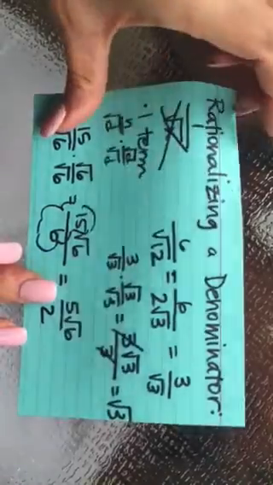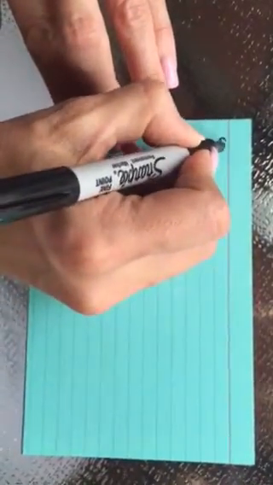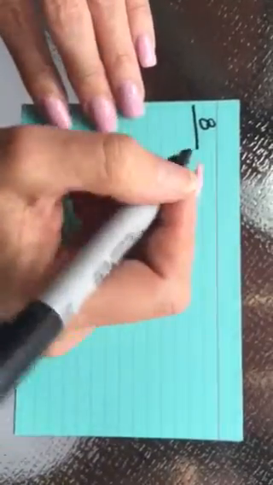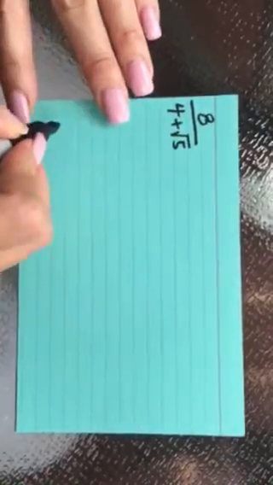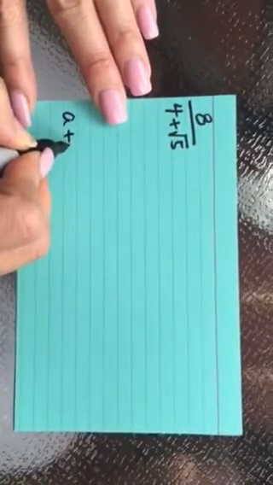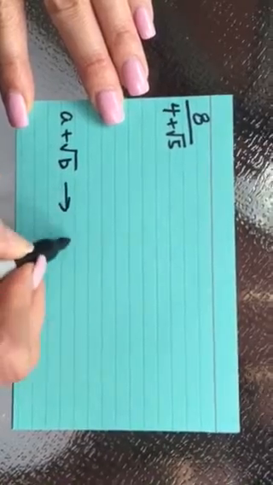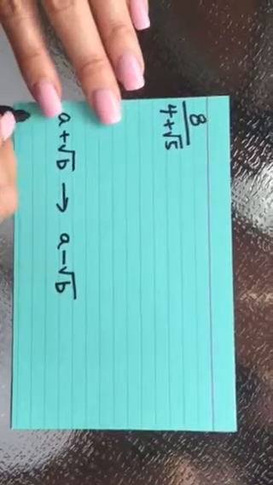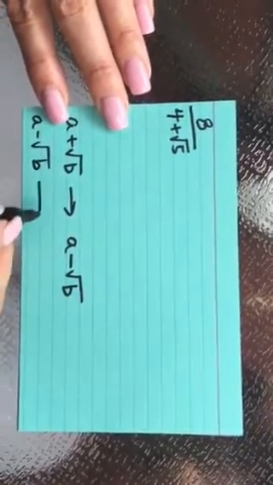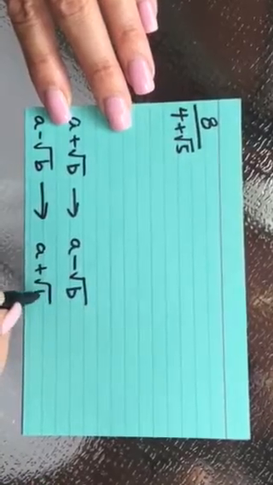Okay, so the last thing that we want to look at is how do you rationalize the denominator when you've got multiple terms? Well, that is a little bit trickier, okay? So we're going to multiply the top and the bottom by the conjugate of the denominator. The conjugate is, if I have A plus radical B, the conjugate would be A minus radical B. And vice versa. If I had A minus radical B, then the conjugate would be A plus radical B.